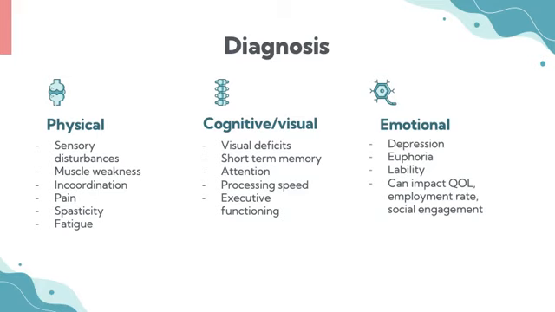Visual disturbances are among the earliest signs of MS. Some visual deficits are partial loss of vision, diplopia, or unilateral optic neuritis. Some cognitive changes include short-term memory, attention, processing speed, and executive functioning. And then lastly, emotional changes associated with multiple sclerosis are depression, euphoria, lability, and changes in one's quality of life, employment rate, and social engagement.